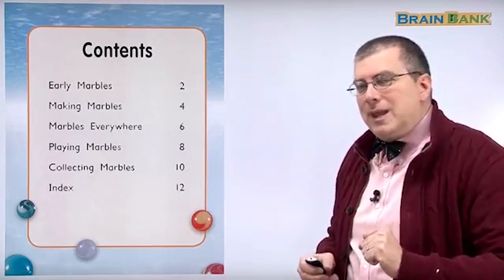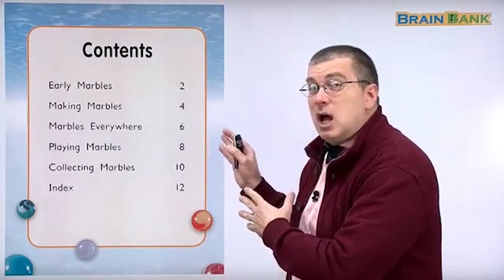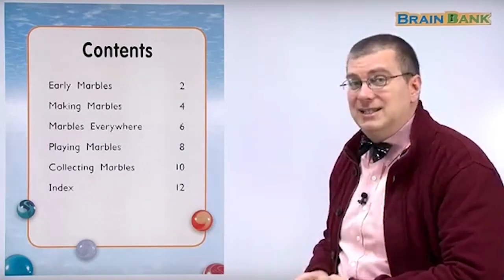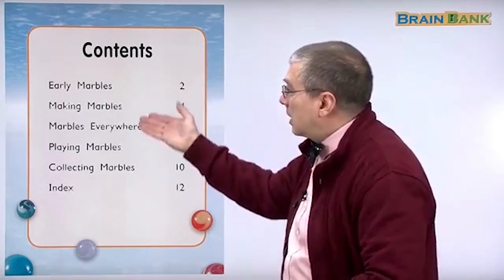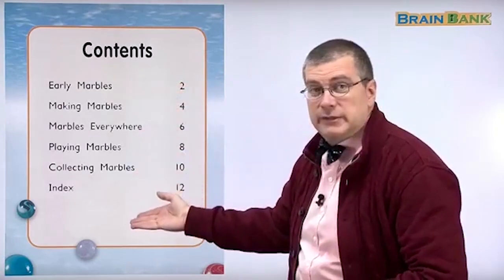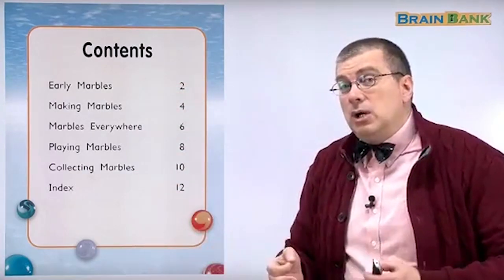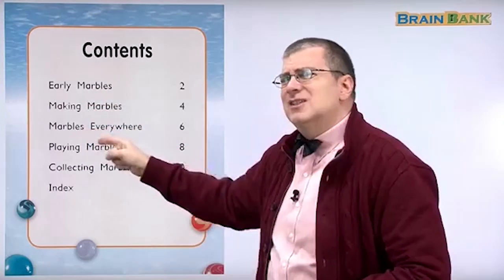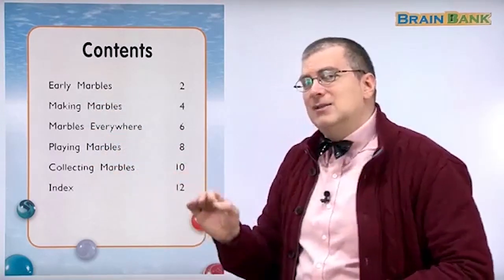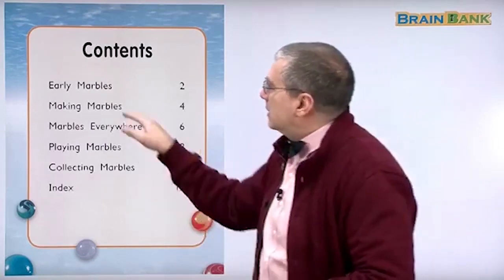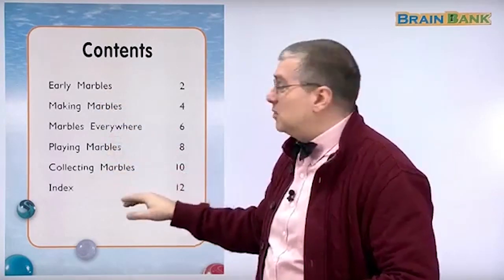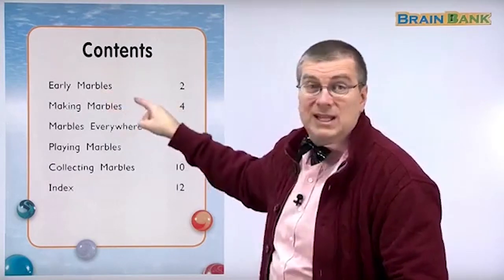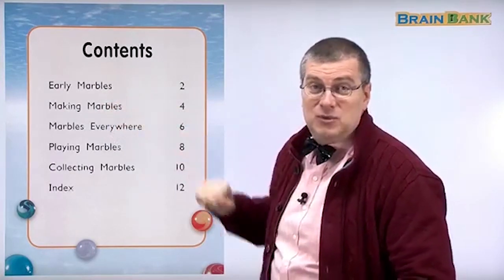In our book, we have a table of contents. A table of contents shows us what the book is about. Each chapter, each section has a subject, right? So we will look at these different subjects, and these are the page numbers where we can find these subjects.